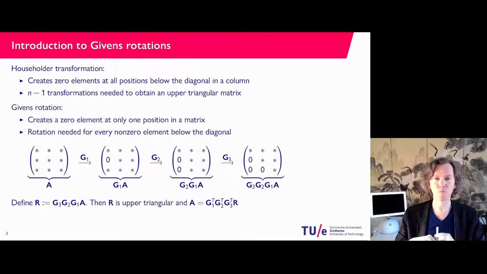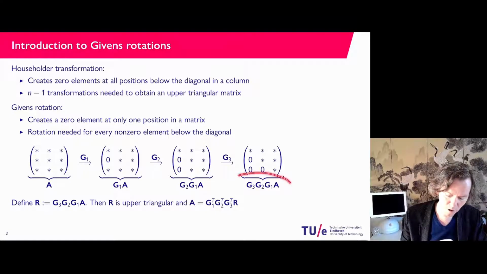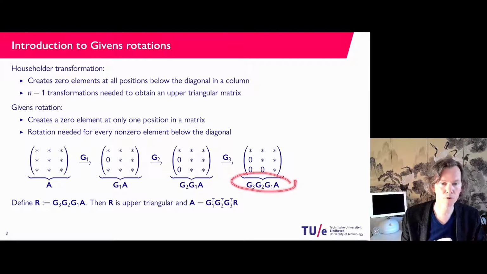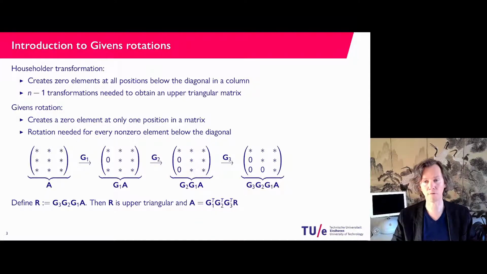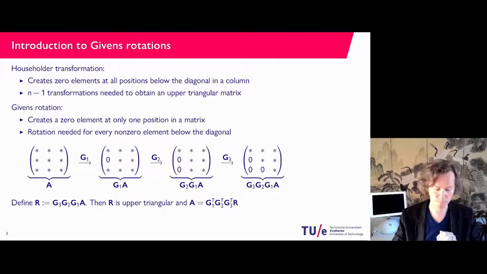Now, if we can do this, then basically we have found that the product G3, G2, G1 times A is upper triangular. So what we have left of the original matrix, that would be capital R, our upper triangular matrix. And then A itself is this product times R, and this product we could call Q. And then we have found a QR factorization, because I will show that G3, G2, G1, all Givens rotations, are orthogonal, and a product of orthogonal matrices is also orthogonal.